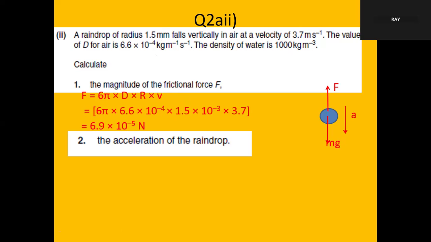Acceleration of the raindrop. How to calculate the acceleration of the raindrop? Mass is not given. So how to calculate? F equals ma. How to calculate?